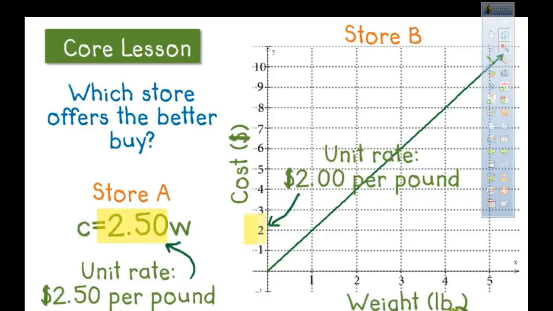Since we're talking about which is the better buy, the answer is going to be the store that costs fewer dollars per pound. So store B. You should be circling store B for that one, right? $2 is less than $2.50.